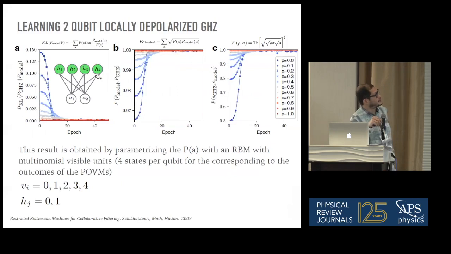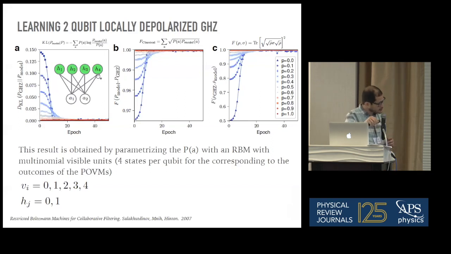Here's the learning process of this locally depolarized GHZ state. This is for just two qubits, and here I plot the Kullback-Leibler divergence, which is not really a measure; it's a divergence between the probability distributions given by the Born rule and my model. As you see, as a function of the training of the model, this divergence goes to 0 pretty quickly, which means that you're effectively learning this distribution.